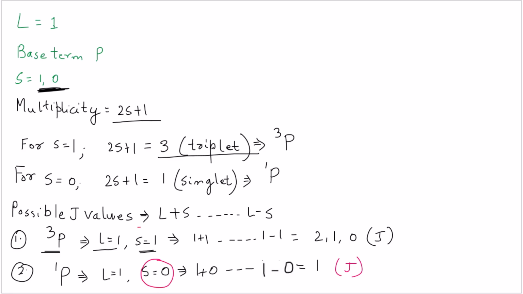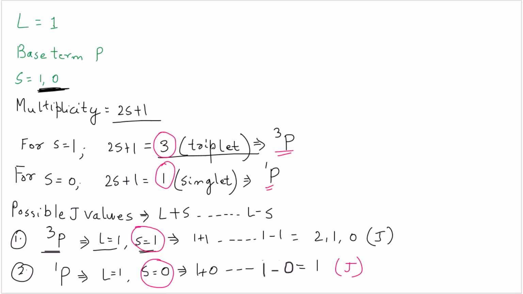So you have to understand carefully what we are doing. We have the final J values for the two spin quantum numbers. For S is equal to 1, we have 2, 1, 0 J values, and for S is equal to 0, we have only one J value, that is 1. Okay, now we have the superscript ready with us. So we have the multiplicity 3 and 1. So we have written 3P and 1P.